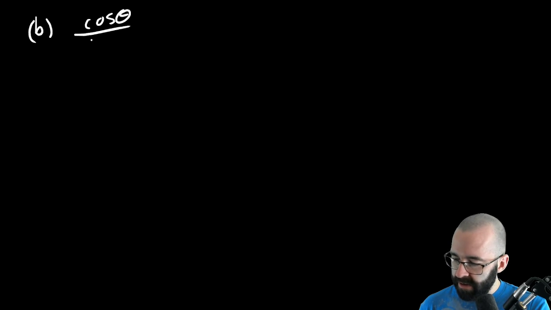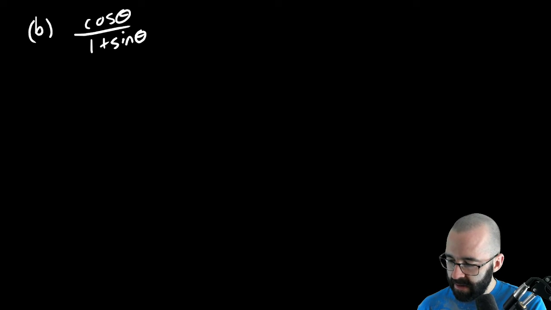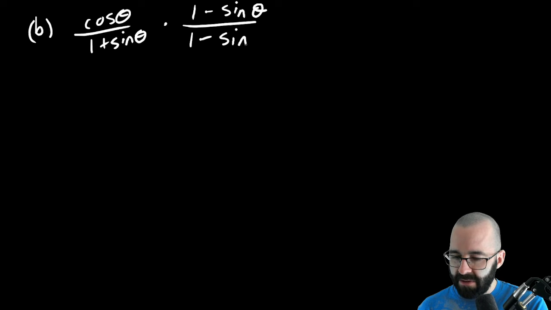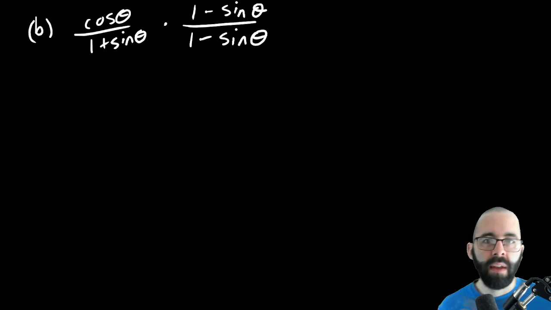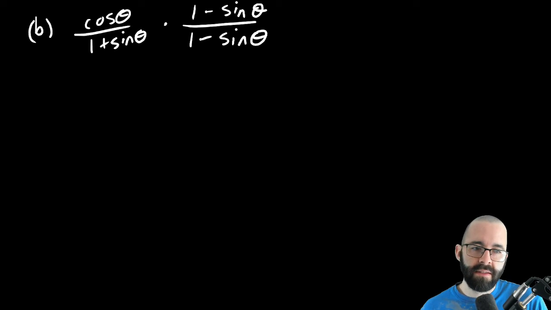All right. Let's do part B. Cosine of theta divided by 1 plus sine of theta times 1 minus sine of theta divided by 1 minus sine of theta. So you're supposed to simplify this. And there's a little trap. There's a trap that has been set for you.